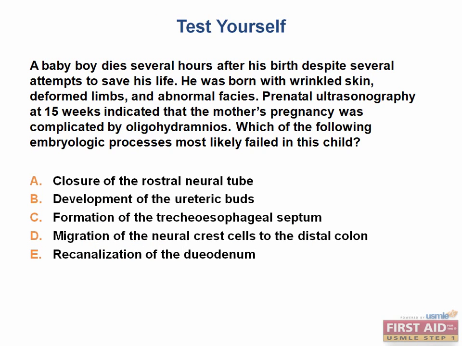Alright, let's finish it off with a board-style question. A baby boy dies several hours after his birth despite several attempts to save his life. He was born with wrinkled skin, deformed limbs, and abnormal facies. Prenatal ultrasonography at 15 weeks indicated that the mother's pregnancy was complicated by oligohydramnios. Which of the following embryologic processes most likely failed in this child? Correct answer is B, the development of the ureteric buds. Alright folks, that's all for renal embryology. See you next time.